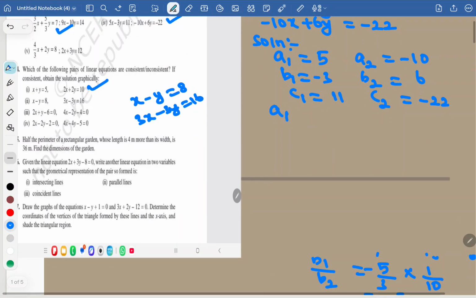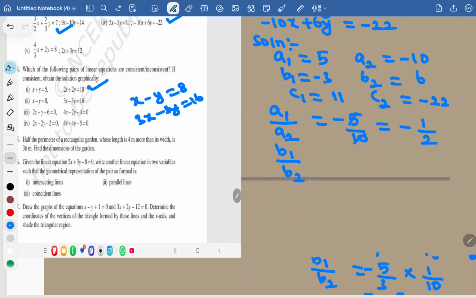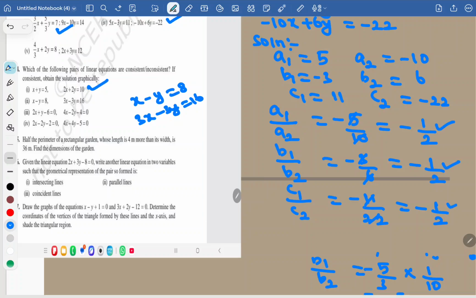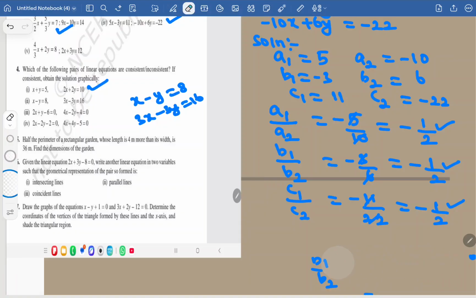Now find the ratio. A1 by A2 is minus 5 by 10. If you simplify, minus 1 by 2. What is B1 by B2? Minus 3 by 6. Again, after simplifying, the answer is minus 1 by 2. Now C1 by C2 is minus 11 by 22. Again simplifying, minus 1 by 2.